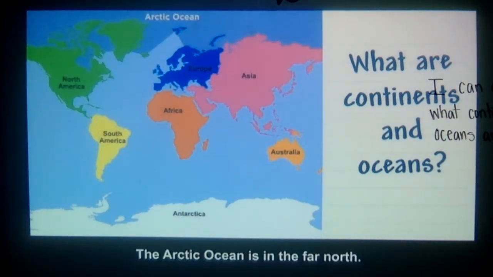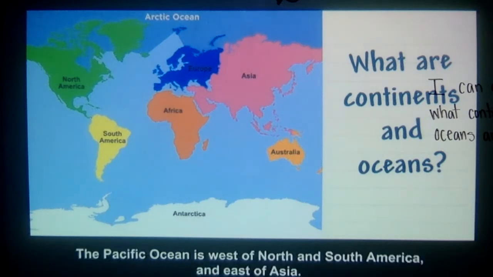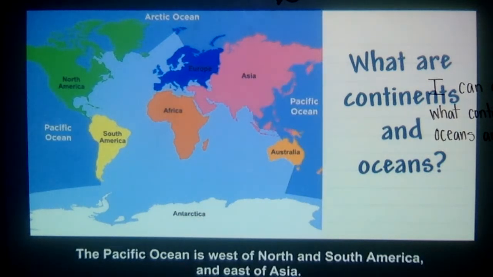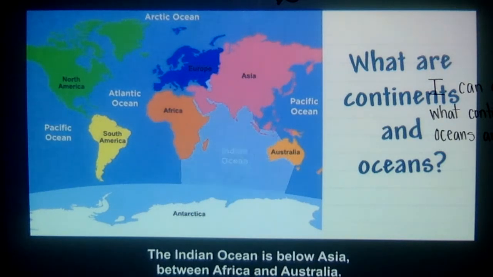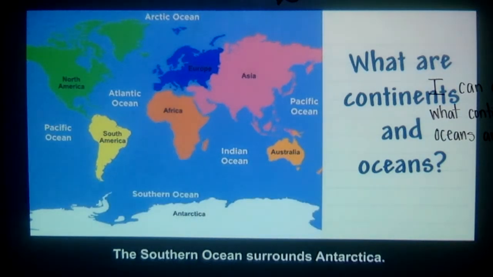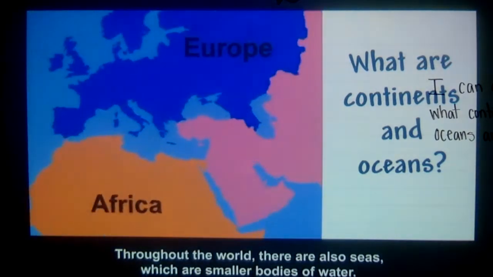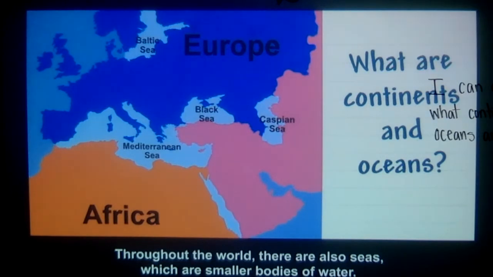The Arctic Ocean is in the far north. The Pacific Ocean is west of North and South America and east of Asia. The Atlantic Ocean is east of North and South America and west of Africa and Europe. The Indian Ocean is below Asia, between Africa and Australia. The Southern Ocean surrounds Antarctica. Throughout the world, there are also seas, which are smaller bodies of water.